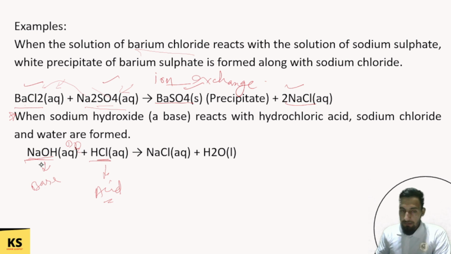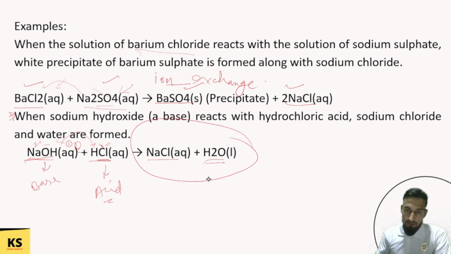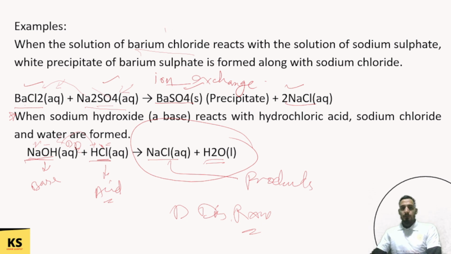There is ion exchange between the two. This is Na positive and Cl negative. They will combine to form what? NaCl. And OH negative and H positive will combine to form H2O. So the ion exchange happens between these two reactants and we get two new compounds, and these are our products. We say this type of reaction is called a double displacement reaction. These are examples of double displacement reactions.